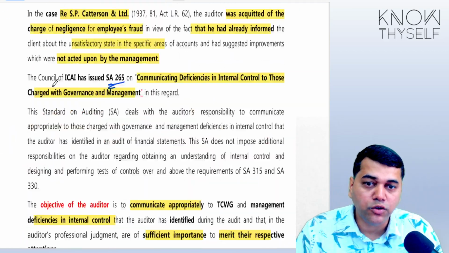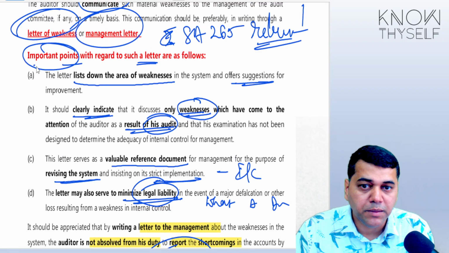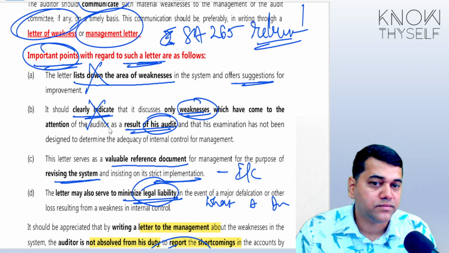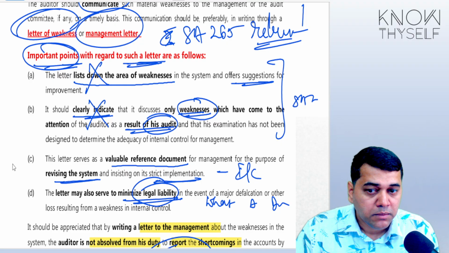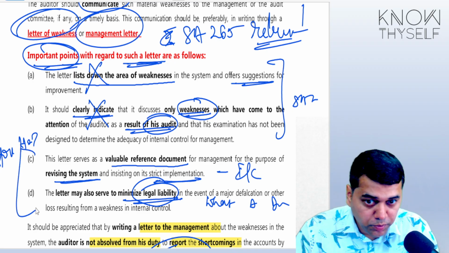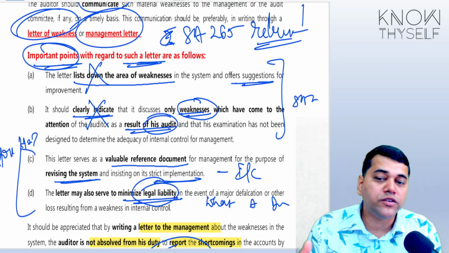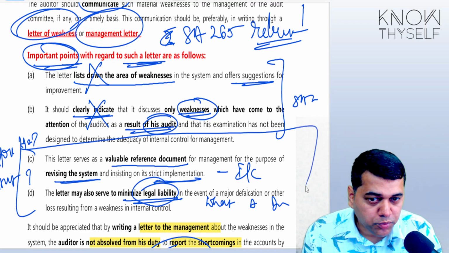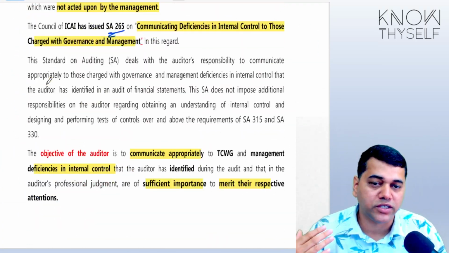Okay, students, what we can do is ignore some points with regard to the letter of significance, because they are already covered in SA 265. But we will say how it is going to help. These two points are important. For one or two marks, they can ask you how it is going to help, how it is going to assist. We will keep only these two points. We will ignore the other points because the same points have been discussed in SA 265.